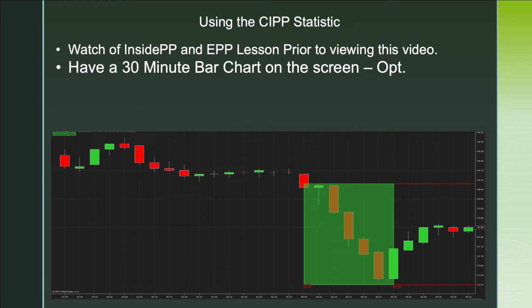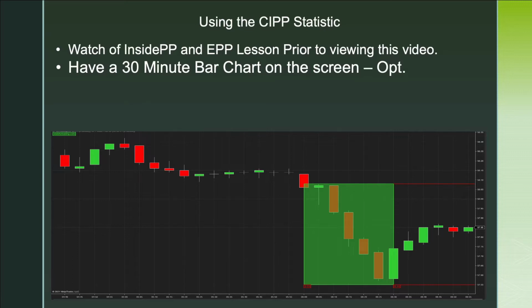Now, how is it that we use this statistic? Well, you may find your own way to use it, but this statistic primarily comes into play once the inside PP statistic is out of consideration. In other words, once the current bar is not an inside bar, that it's either tagged the high or the low, then we start looking at the EPP stat and now also the CIPP stat.